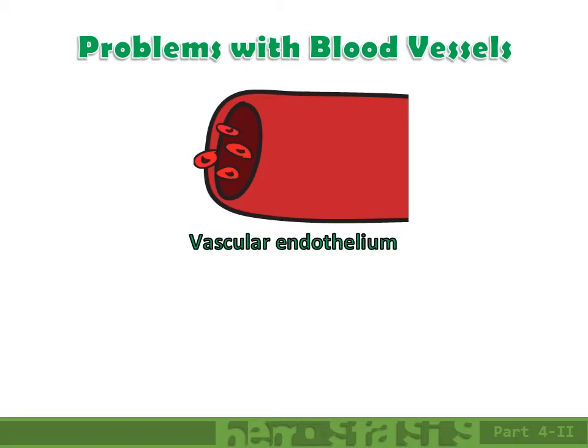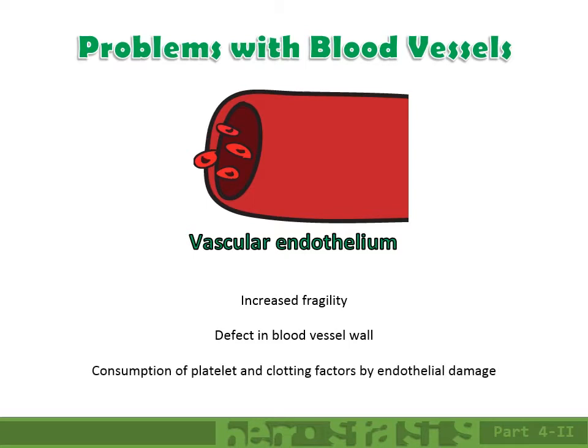Problems with the blood vessels that lead to excessive bleeding are typically due to one or more of the following pathophysiologic causes: an increased fragility of the blood vessel, some sort of defect in the wall of the blood vessel, or consumption of the platelets and clotting factors due to damage to the endothelial surface. The four main diseases to be aware of in this category are vasculitis, amyloidosis, scurvy, and hereditary hemorrhagic telangiectasias.